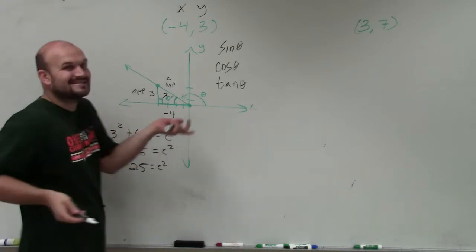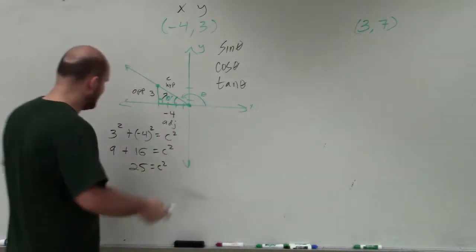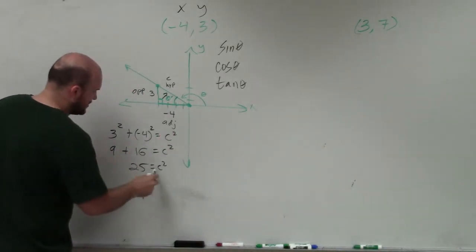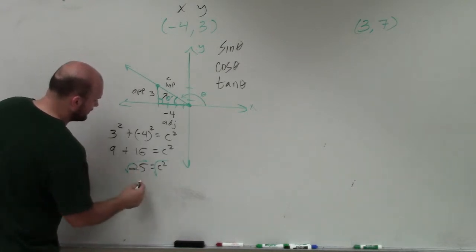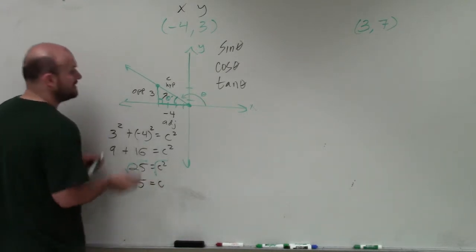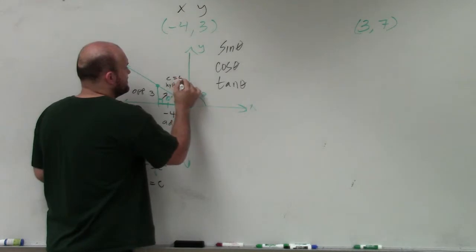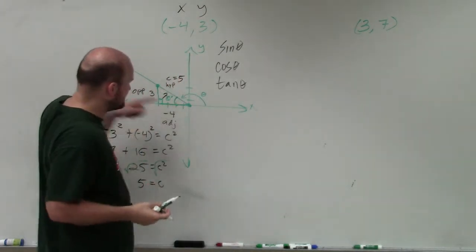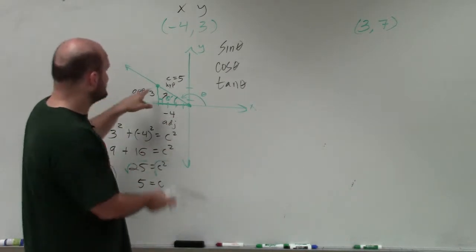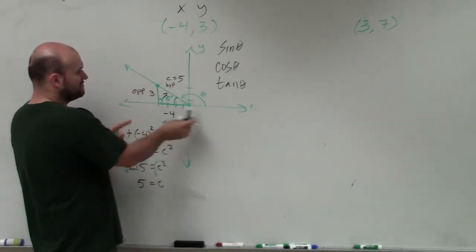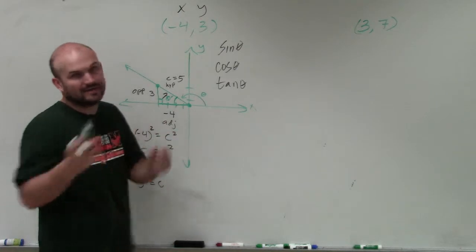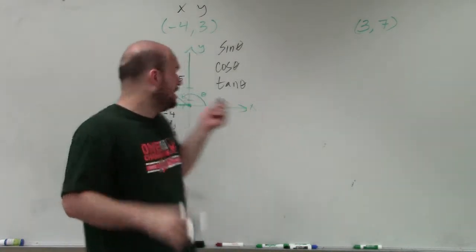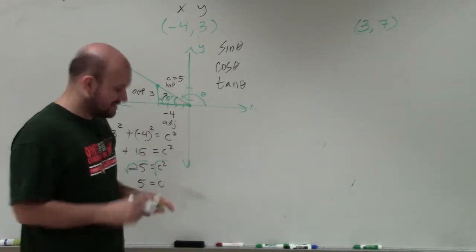You could have also noticed that this is a Pythagorean triple, but that's okay. Then I take the square root of both sides, and you could say 5 equals c. And remember, that's positive, because it's the hypotenuse. The hypotenuse is always going to be positive, whereas the x and y can be to the left, down, up, or right, positive or negative. But your hypotenuse is always going to be positive.